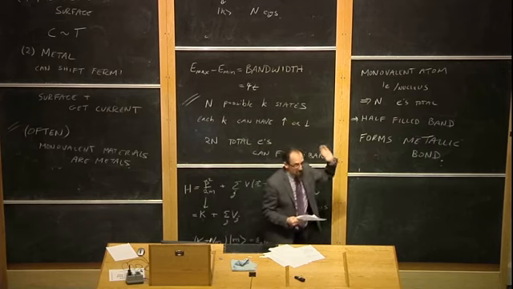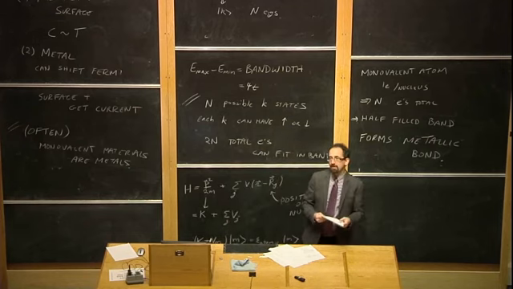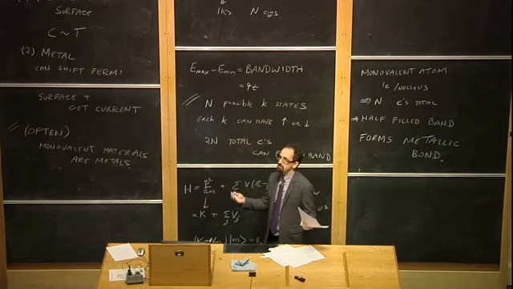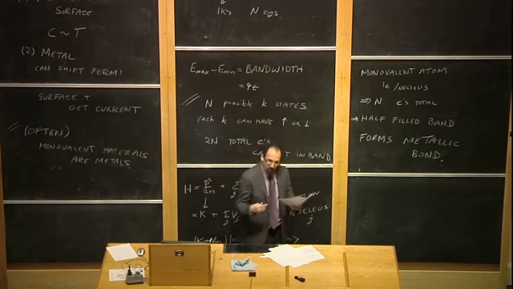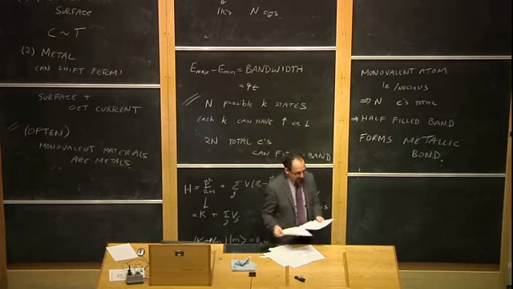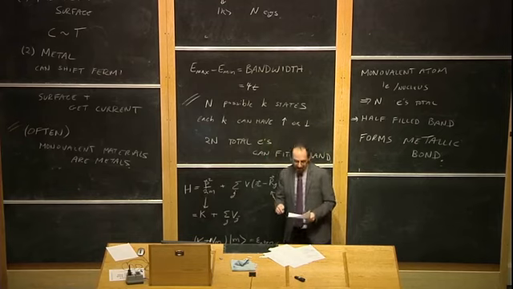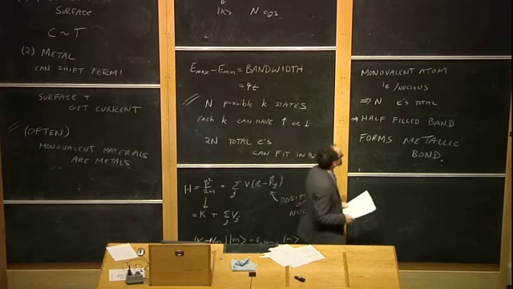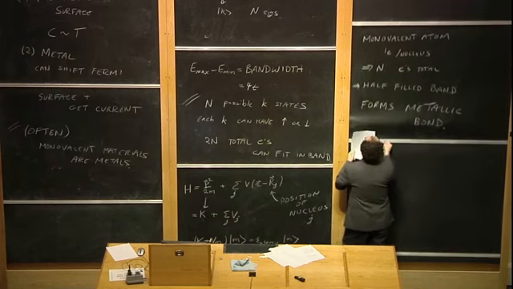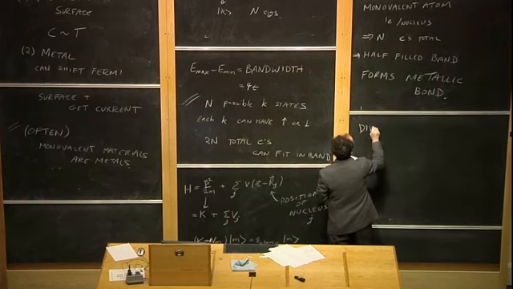But roughly, this is what causes the bonding in metals. It's allowing the electrons to spread out over many atoms and lower their kinetic energy. Okay? Happy? Okay, good. So we can now consider a more general case of divalent atoms.